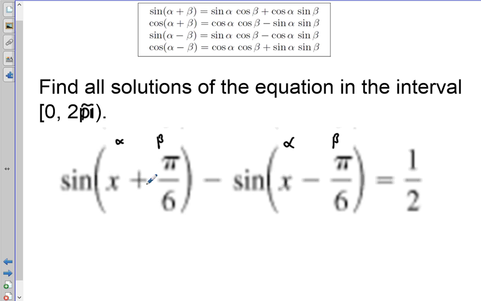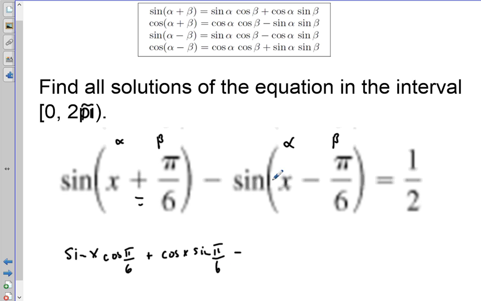So sine of x plus pi over 6, well, that is the addition of two different angles. So we're going to look up here and say, okay, sine addition. All right, so we're going to write this as sine of x cosine of pi over 6, and it's going to be plus cosine of x, then sine of pi over 6.